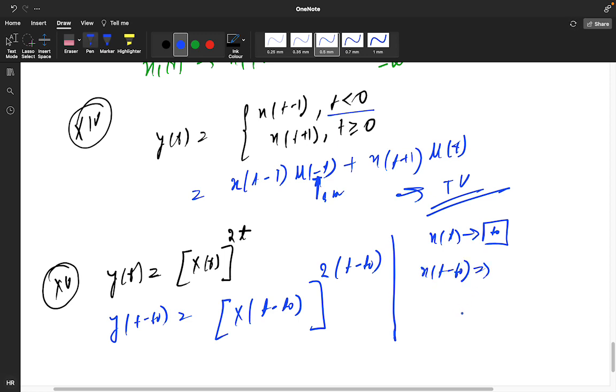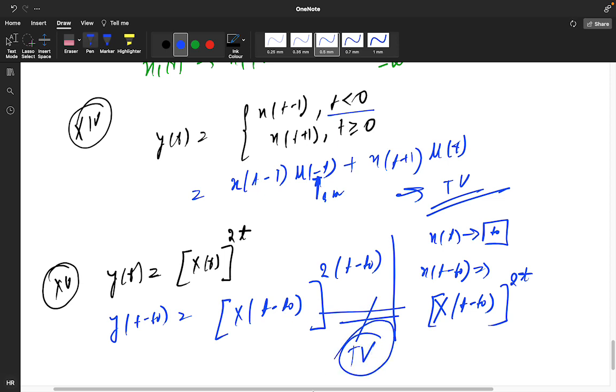So what will the output be? The output will be x of t minus t naught to the power 2t only. So these two are not the same, so it is time variant.